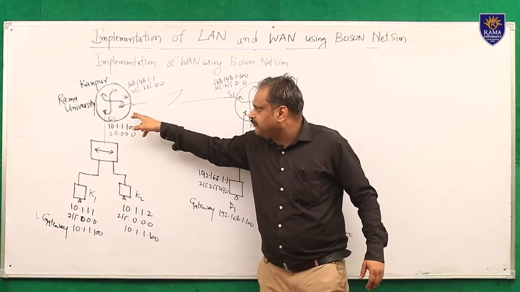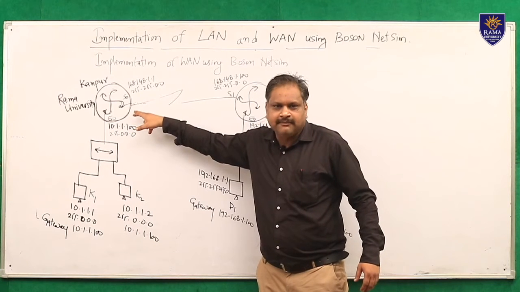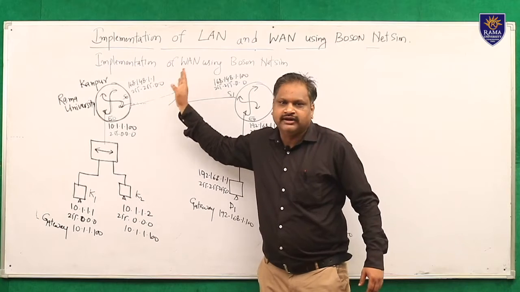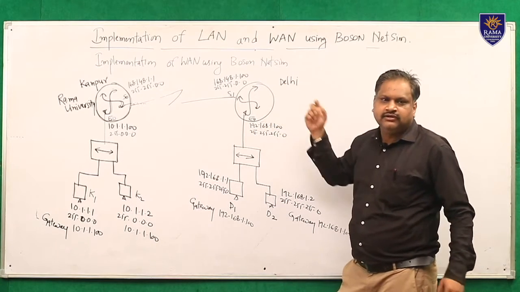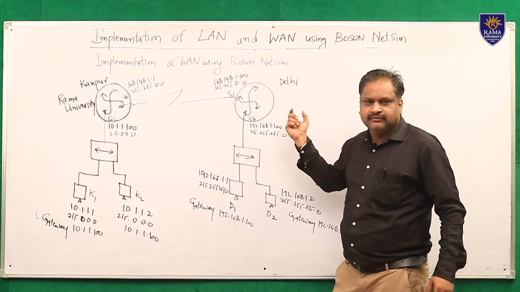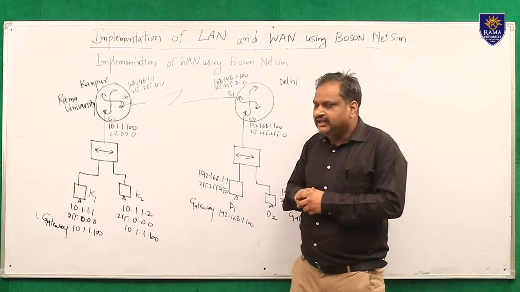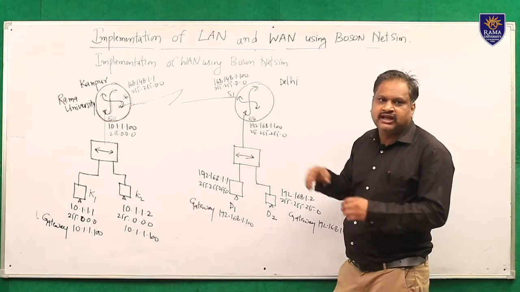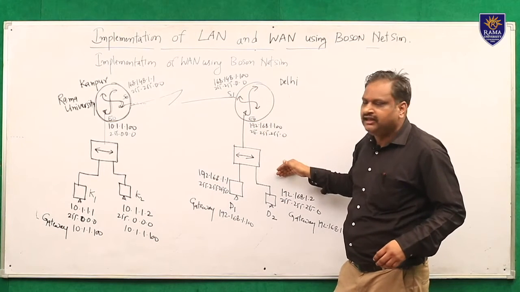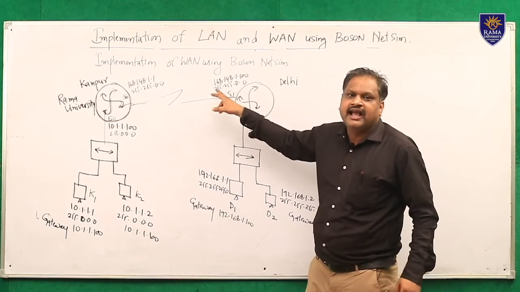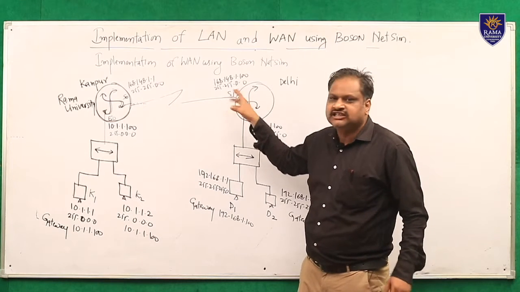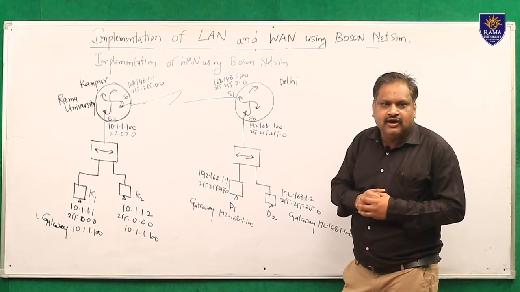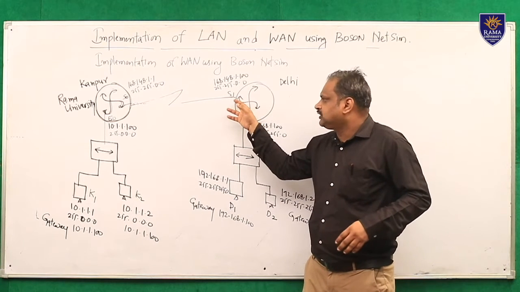This router I am putting in my Kanpur campus at the firewall, for the outgoing traffic. Here I am putting one router for the Delhi office, which provides the outgoing traffic for Delhi. The Delhi router is going to connect with E0, which is the Ethernet from the local LAN of Delhi, and this is connected to the ISP. It is connected to the ISP of Delhi. Suppose the Delhi office has taken a leased line from BSNL, so it is connected to BSNL.